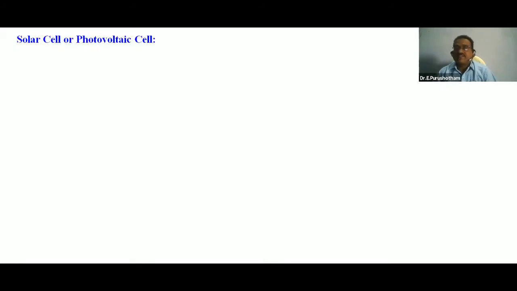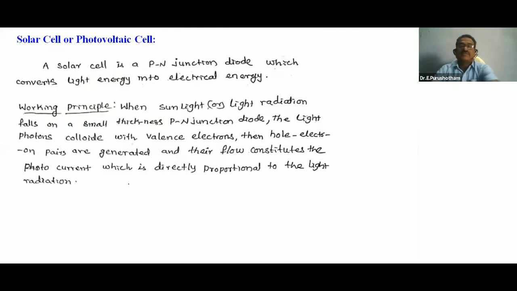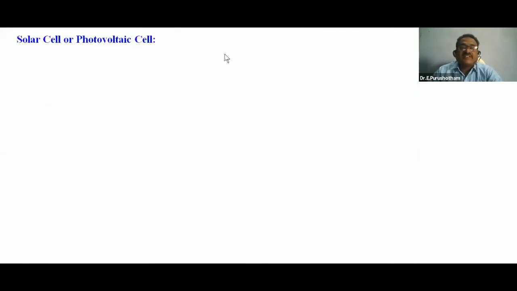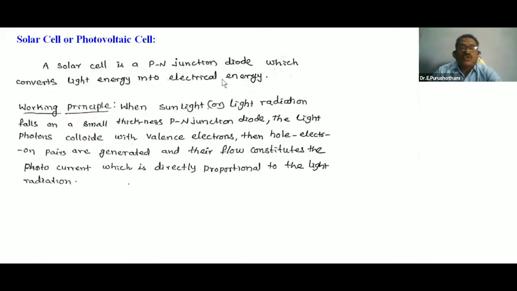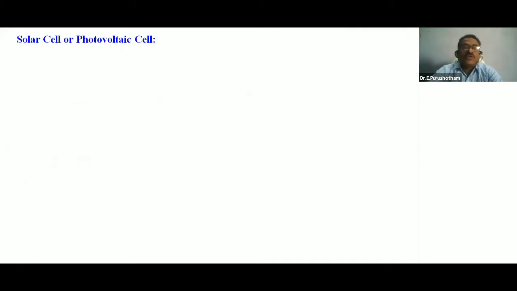Third device, that is the solar cell. A solar cell is also called a photovoltaic cell. So what is a solar cell?